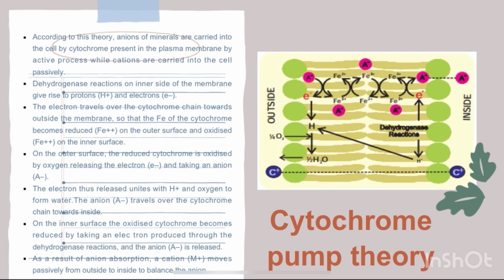On the outer surface, the reduced cytochrome is oxidized by releasing the electron and making an anion. The electron thus released unites with the H plus and oxygen to form water. The anion travels over the cytochrome chain towards the inside. On the inner surface, the oxidized cytochrome becomes reduced by taking an electron produced through the dehydrogenase reaction, and the anion is released. As a result of anion absorption, a cation moves passively from outside to the inside to balance the anion. Here you can see the picture of this mechanism.